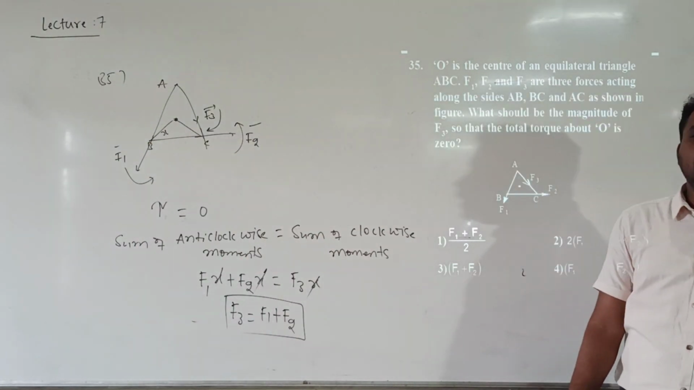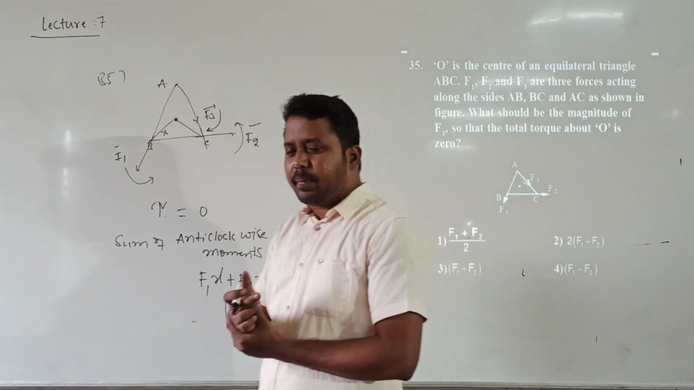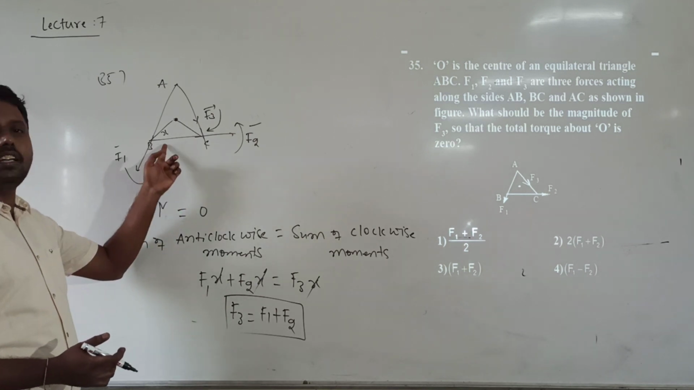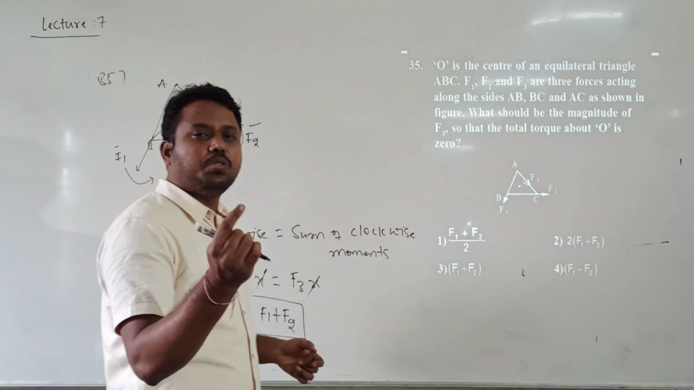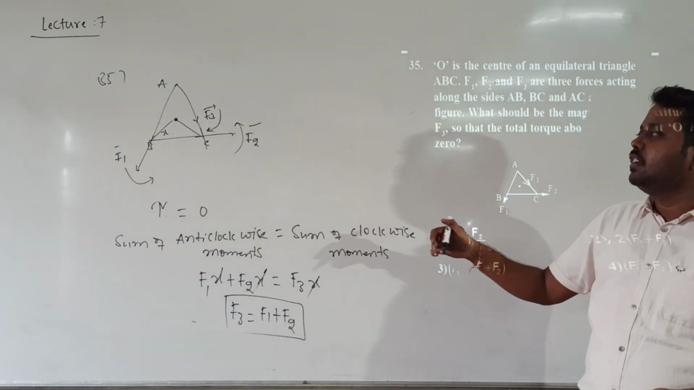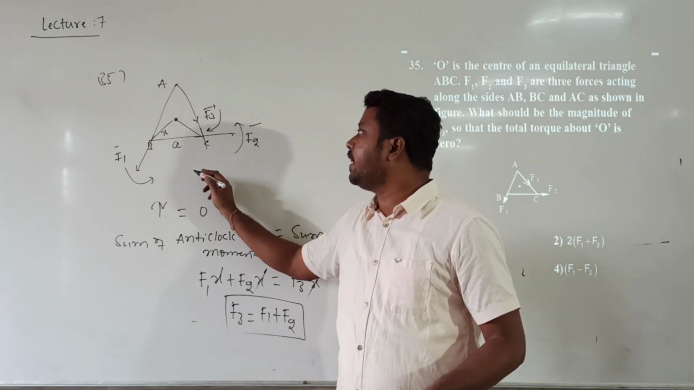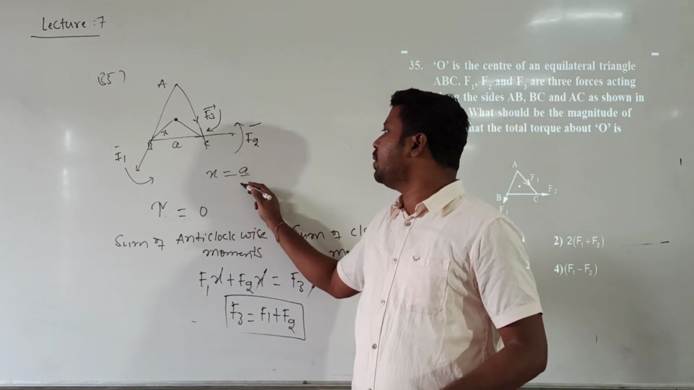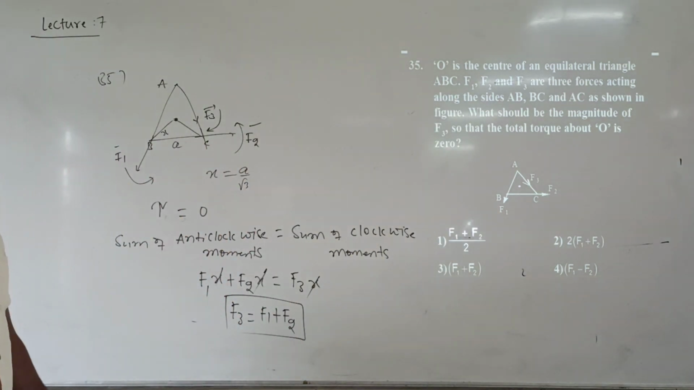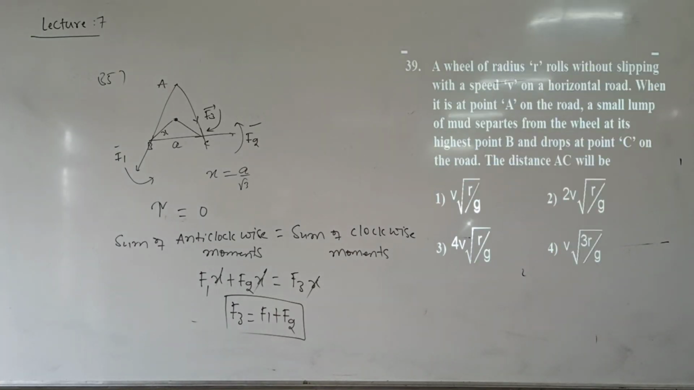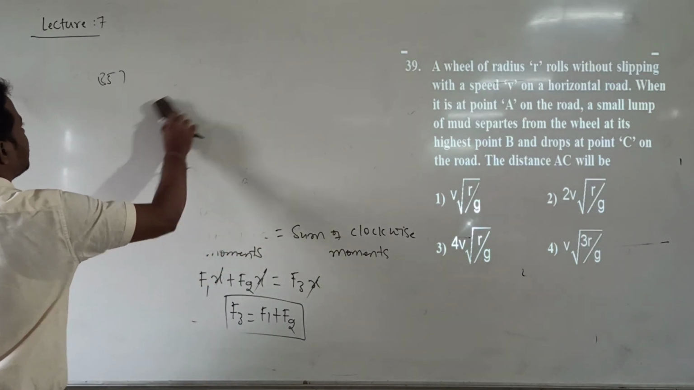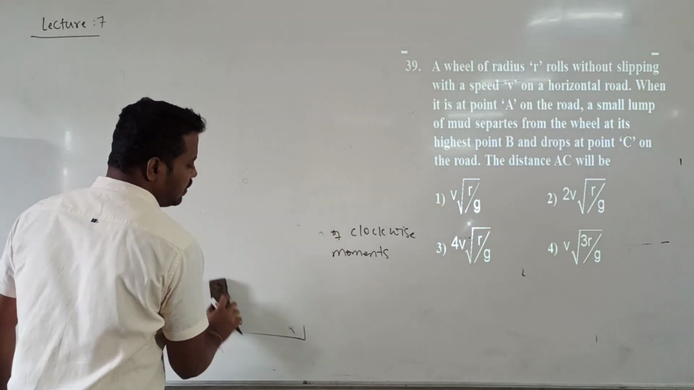Which force will make the body rotate in clockwise direction and which force will make it rotate in anti-clockwise direction, then we get it. We can even calculate this x also. What is x? Distance of each vertex from the centroid. If the side of this equilateral triangle is given as A, that x value will be equal to A divided by root 3. But the x value is not necessary for us. This is question number 35. Next, question number 39. Important question. So what is this question?